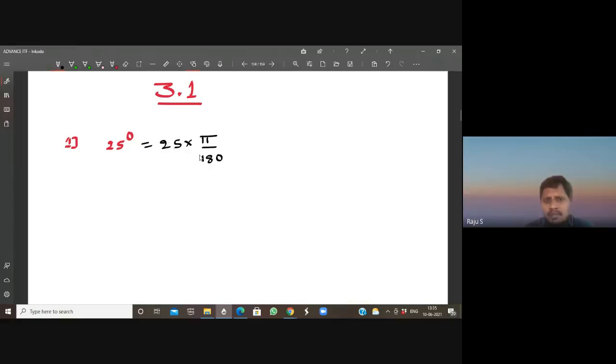Whenever you want to represent in radians, there is no need to write the degree symbol. Simply write 25 by 180. Can you cancel this with the 25 directly? 5 fives are 25, 5 sixes are 30, so 36. Finally 5 pi by 36. Is it right? This is in radians. The question was given in degrees, and we found the answer in radians.